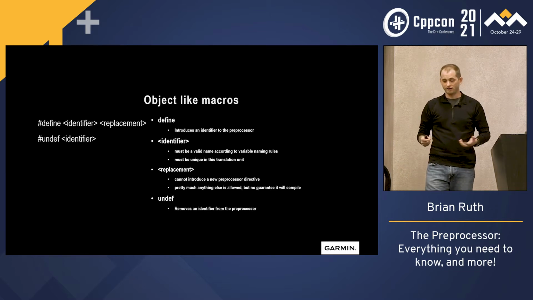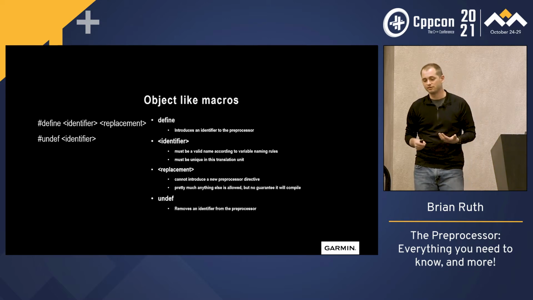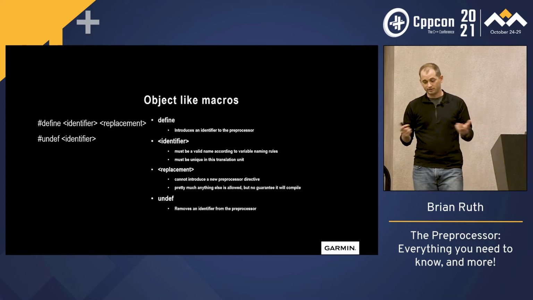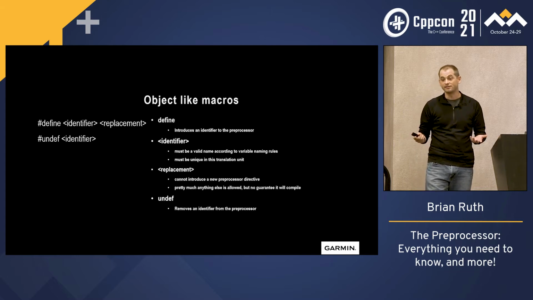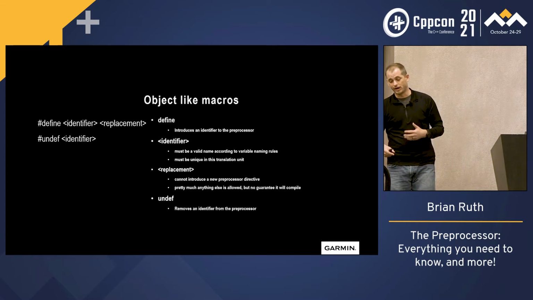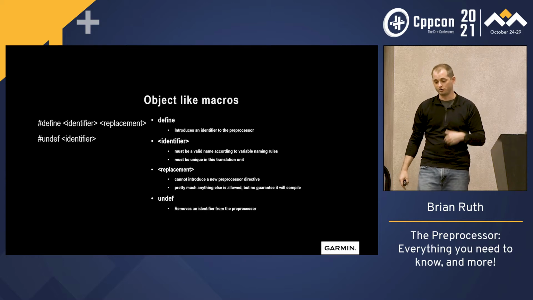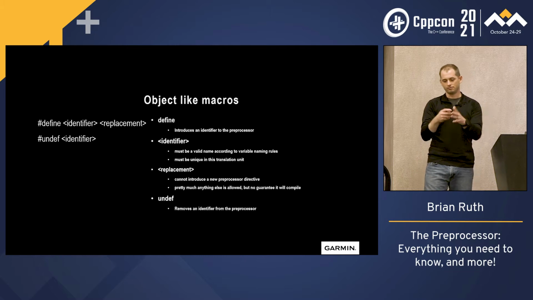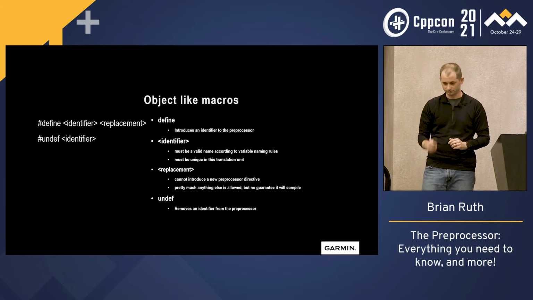So the identifier is going to have to be a valid name according to naming guidelines. And it must be unique to this translation unit, and we'll get to that in a little bit. The replacement, again, cannot introduce a new directive, but pretty much anything is allowed, though there's no guarantee that it's actually going to compile. And then there is kind of an inverse of the define, which is undef, which basically tells the preprocessor, from this point on, this identifier is no longer anything, so don't replace the text.